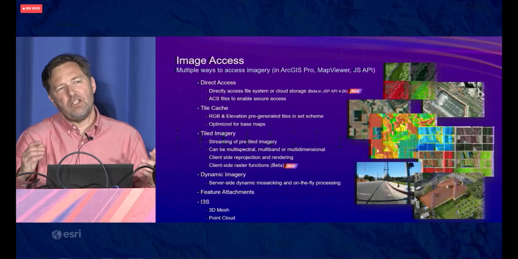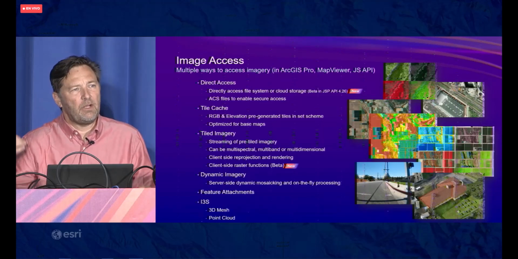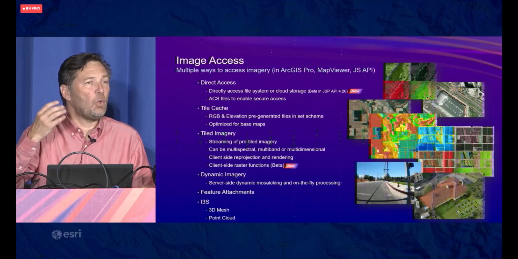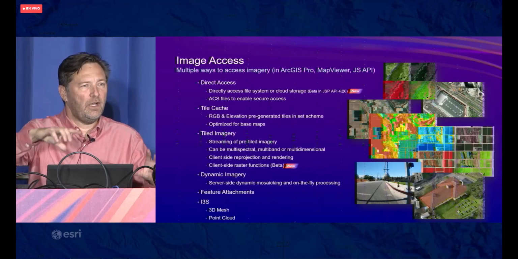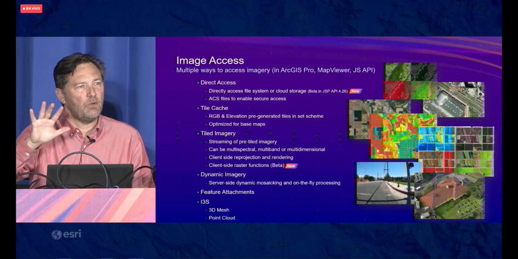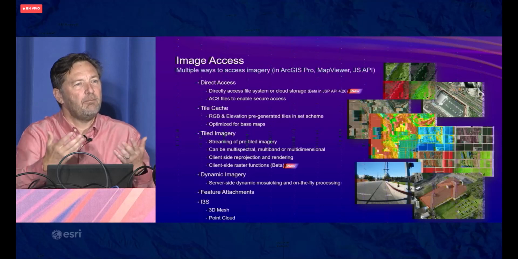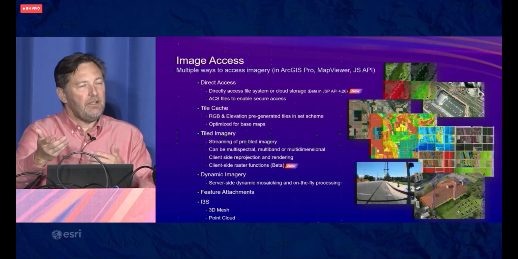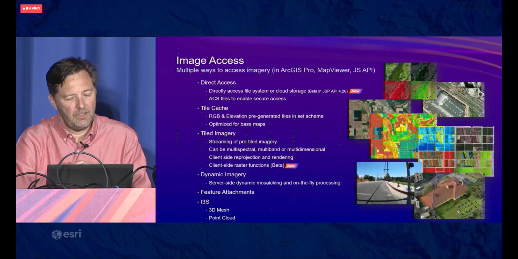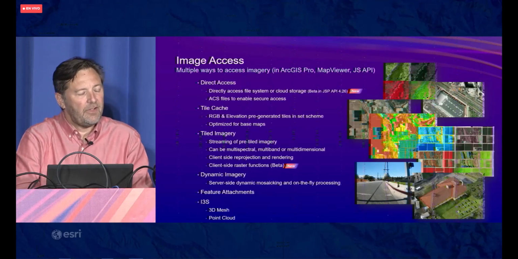This is really the traditional image server, the ability that you make a request to the server, and it performs the required processing. It actually queries the data, identifies what's required to cover the area of interest, performs any processing required, and then returns that back to your application. Very little load on the client, much more load on the server. Okay? Very, very powerful. And then you have things like feature attachments.